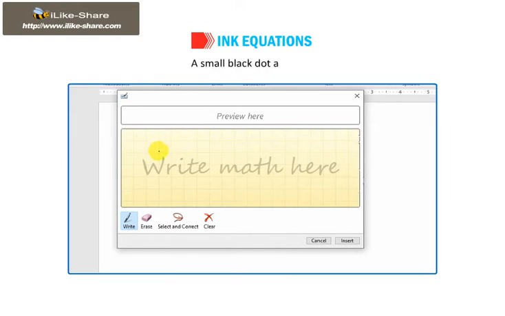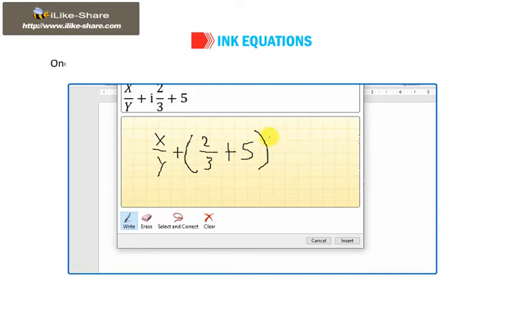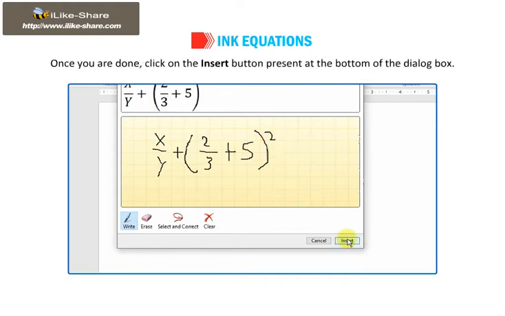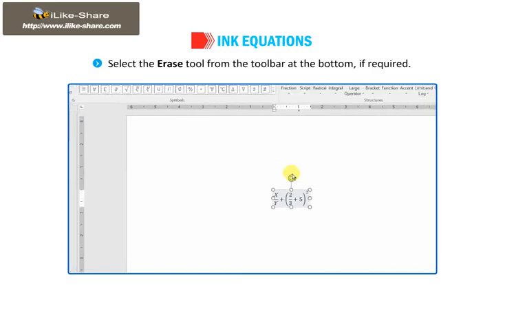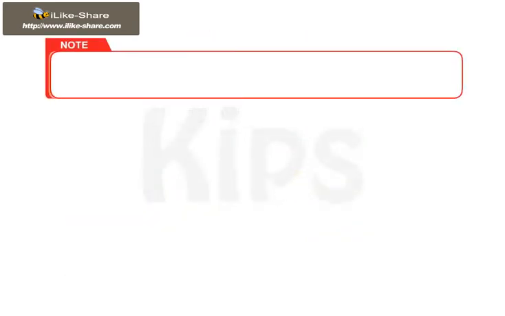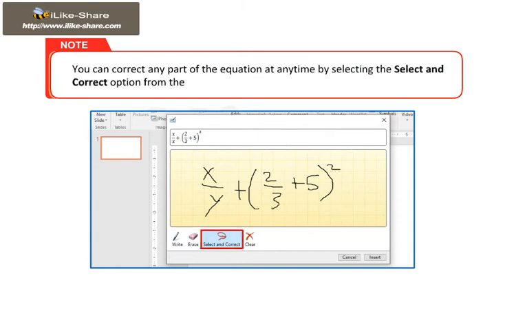A small black dot appears. It is a cursor from where you can start writing the equation. Now write the equation in the grid area. Once you are done, click on the Insert button present at the bottom of the dialog box. Select the Erase tool from the toolbar at the bottom if required. Students, know that you can correct any part of the equation at any time by selecting the Select and Correct option from the Math Input Control dialog box.